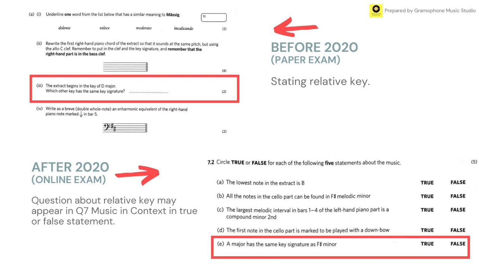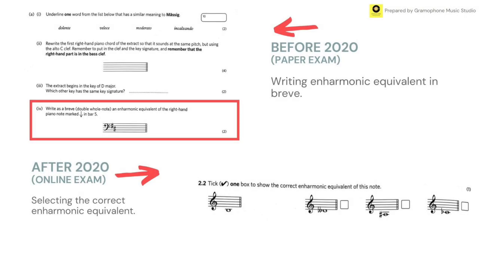And also, you have to state the relative key. In the online exam, the question about relative key may appear in question 7, music in context, in true or false statements. And in the paper exam, the candidate should be writing the enharmonic equivalent in brief. Whereas in the online exam, they should select the correct enharmonic equivalent.